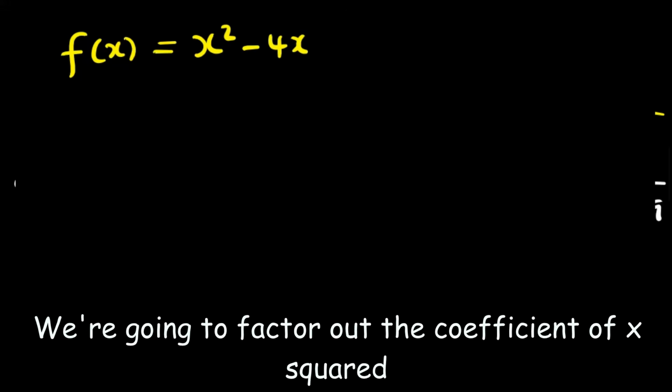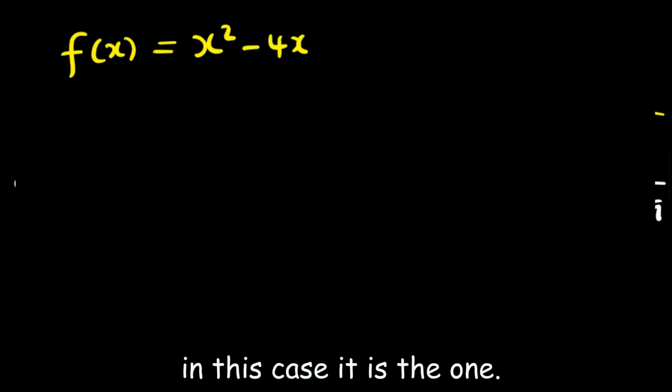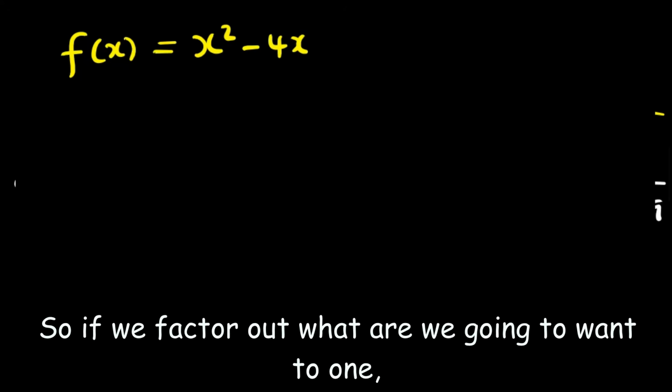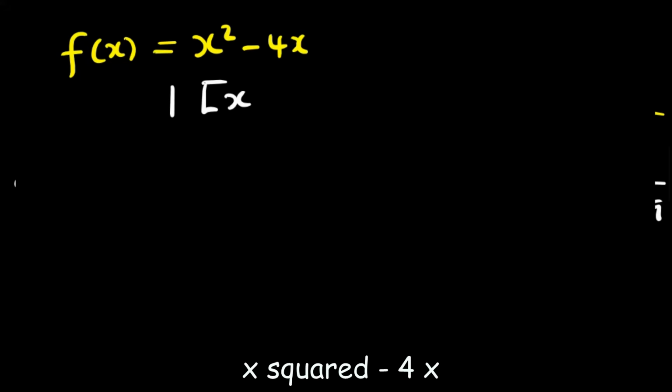Now to just explain this, let's solve an example. Let's say you are told to solve f of x is equal to x squared minus 4x. So what are we going to do? We are going to factor out the coefficient of x squared. In this case it is a 1. So if we factor out, we're going to have 1 times x squared minus 4x.